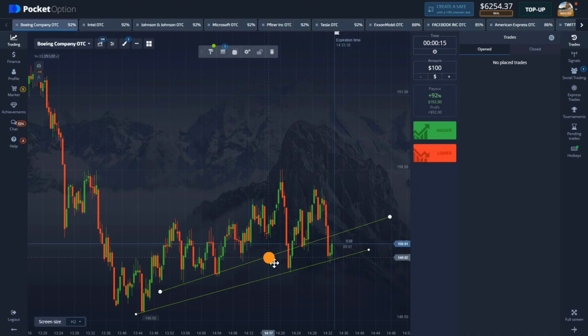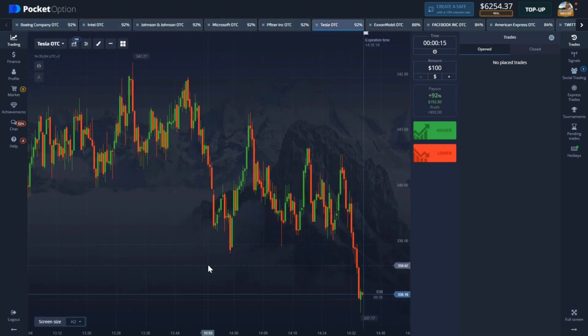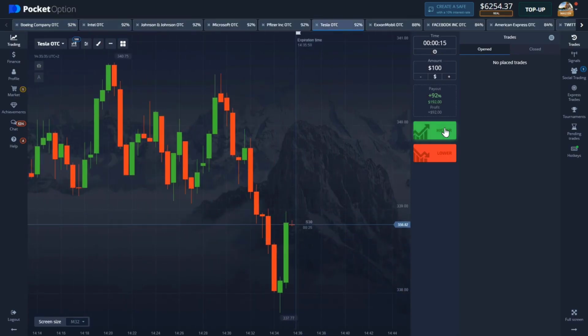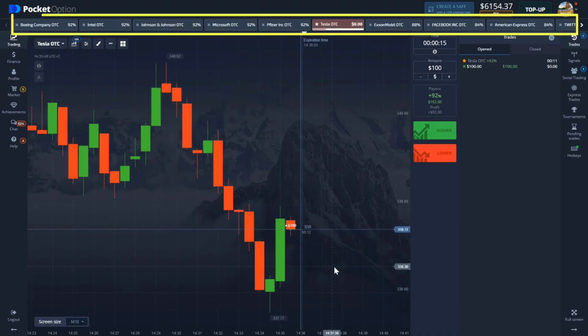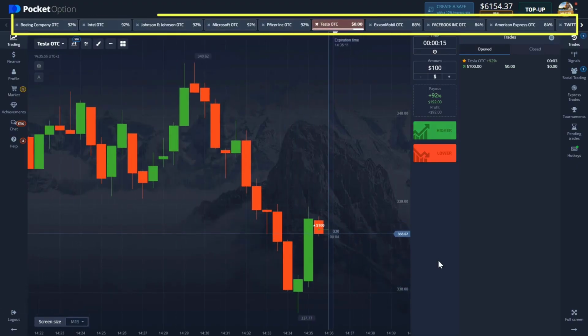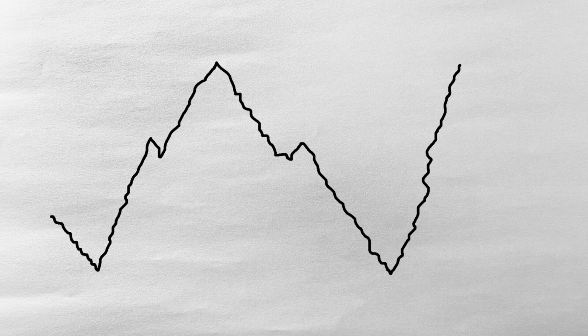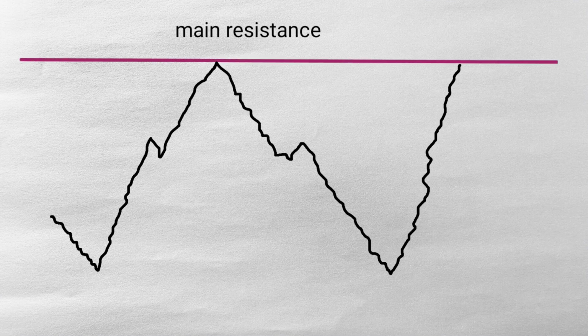I think this strategy is better than indicators, because if you take the trade at the right place in this strategy, then the chances of winning are very high. So first of all, let me tell you where you can take trades. First you have to add a lot of currencies or stocks to your watch list, and then you have to see where the market has come near the last major resistance or last major support.